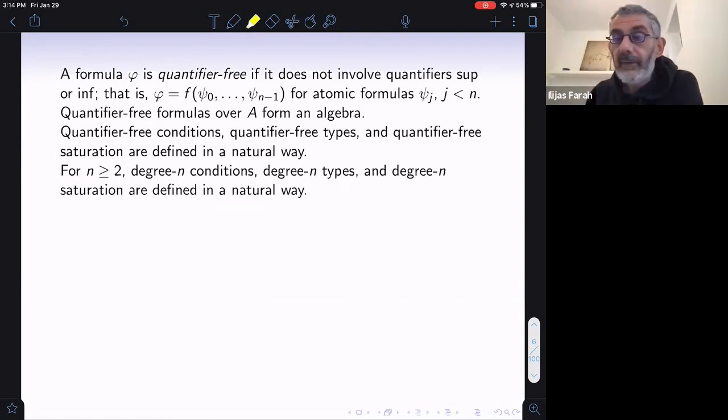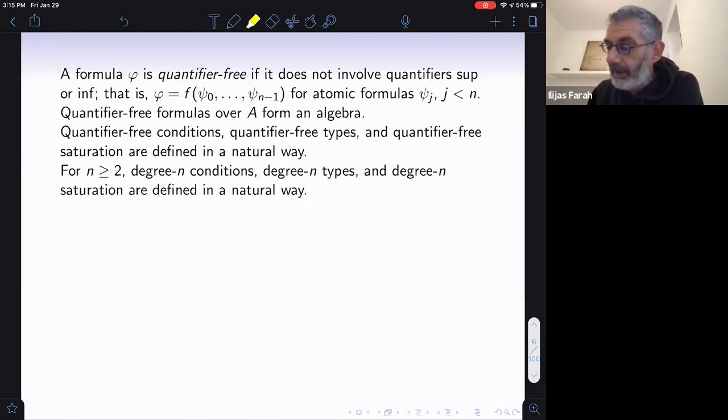A quantifier-free condition is a condition in which the formula is quantifier-free. A quantifier-free type is a set of quantifier-free conditions, or you can think of it as a functional on the algebra of quantifier-free formulas. And quantifier-free saturation means every quantifier-free, countable, approximately satisfiable type is satisfiable.